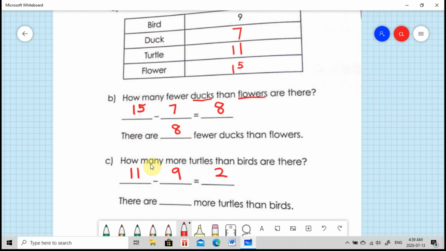So there are 2 more turtles than birds. How many more turtles than birds are there? We know that turtles is 11, birds is 9. So 11 turtles, 9 birds. How many more turtles than birds? 2 more. So there are two more turtles than birds.